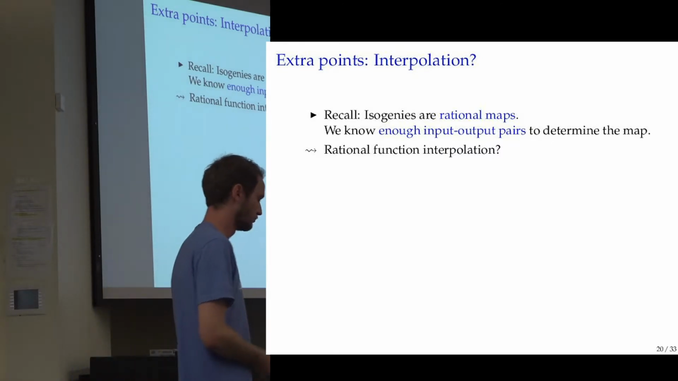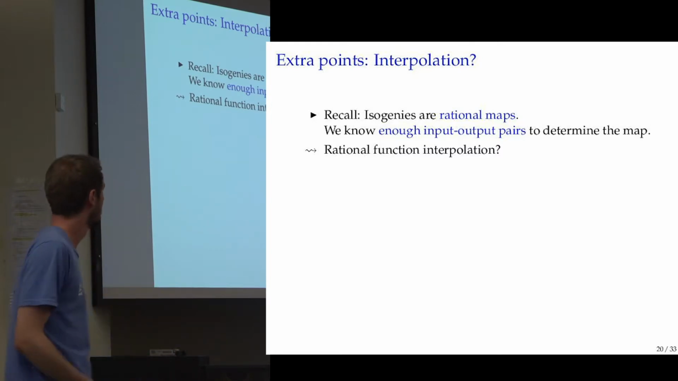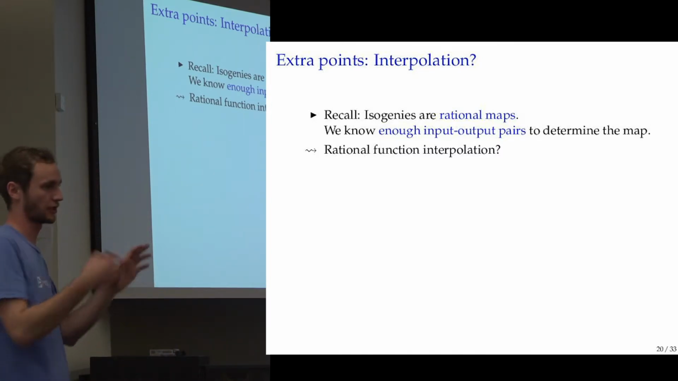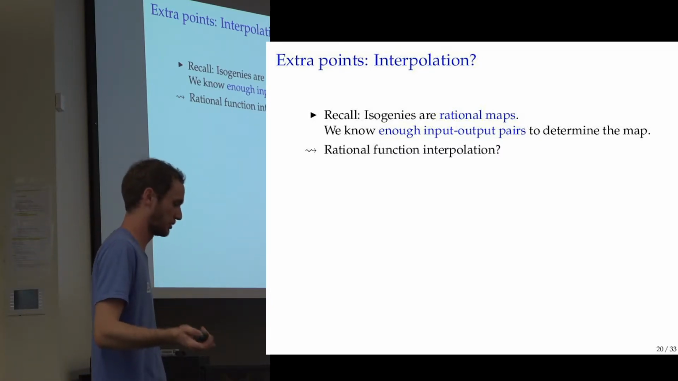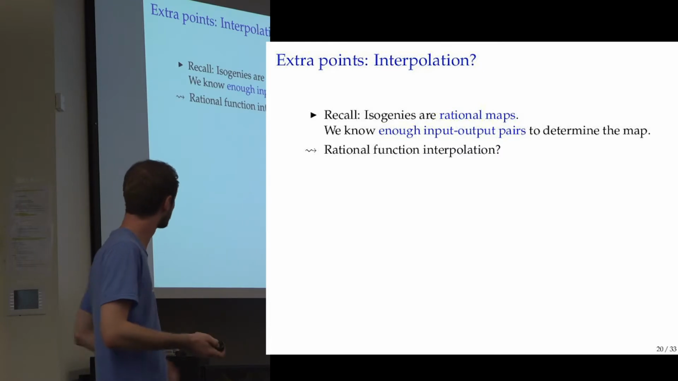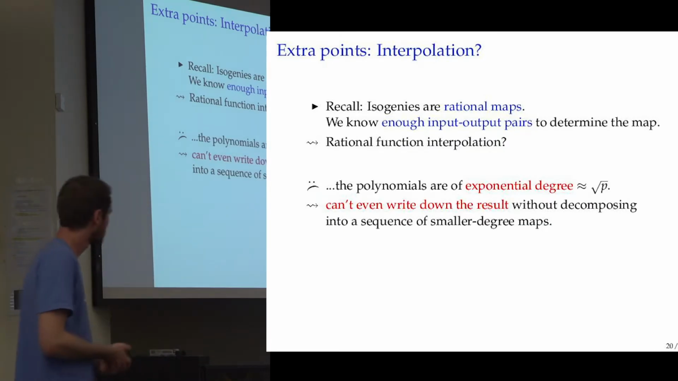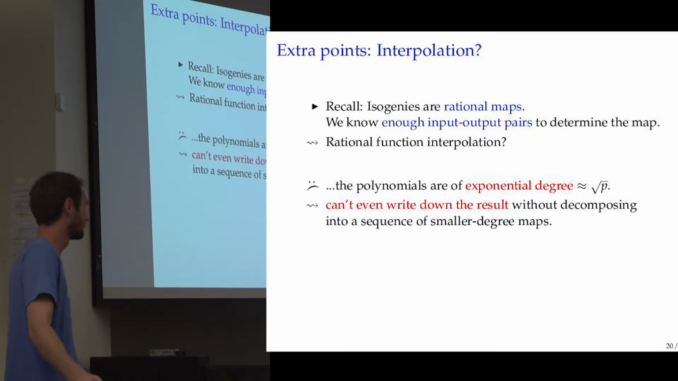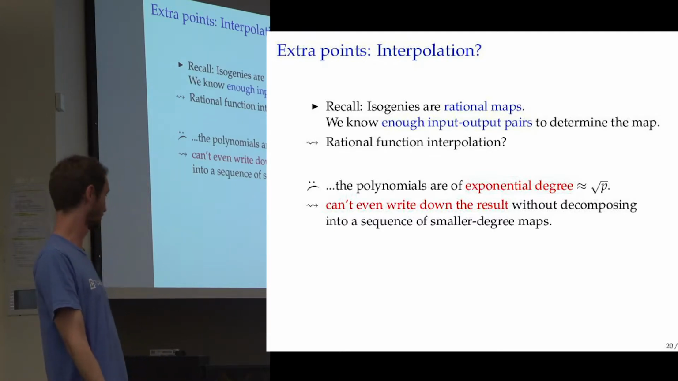Right, so how to compute this? Isogenies are just rational maps, that's the definition. So we can look at stuff like polynomial interpolation, and there's a variant of that which works for rational maps. So you might think, I can just recover this map by plugging in all the known input-output pairs. The problem is these maps have exponential degree, so you can't even write down the answer. That's kind of bad: if you can't even write down the answer, you also can't hope to efficiently compute it.